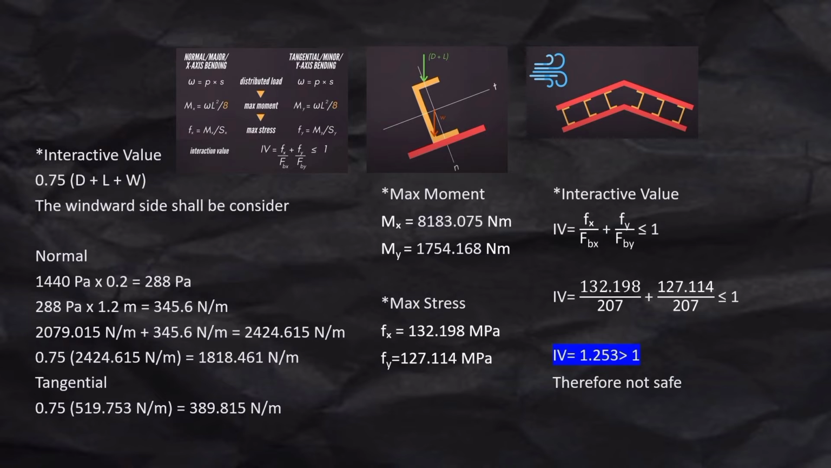Newton per meter rather. And then 2079.015, which is yung load, dead load plus live load plus the weight of the purlins plus 345.6 Newton per meter is equals to 24.615 Newton per meter. Sinabi, 0.75 daw percent ng dead load plus live load plus wind load. Kaya makukuha natin dyan is 18.461 Newton per meter. Pag naman sa tangential, 0.75 times 519.753 is equals to 389.815 Newton per meter.